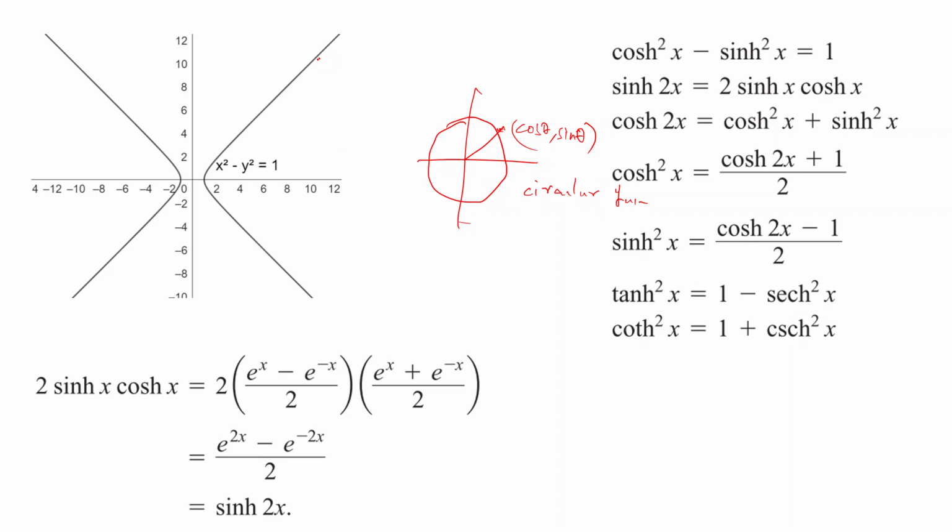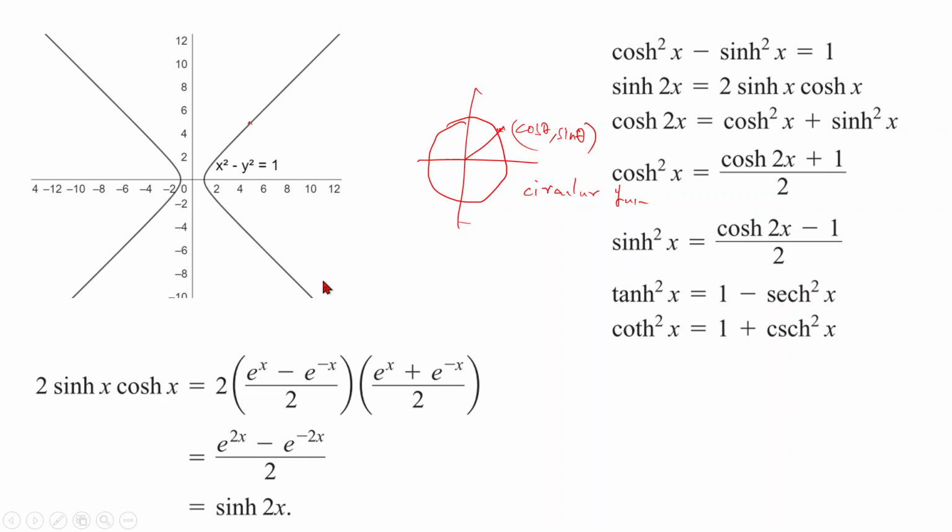Now, this is a hyperbola, x squared minus y squared equals 1. You know this. Just like we are putting cos theta, sin theta on a circle, we can actually put hyperbolic cosh x, sinh x on this rectangular hyperbola. Let us see how to do this.